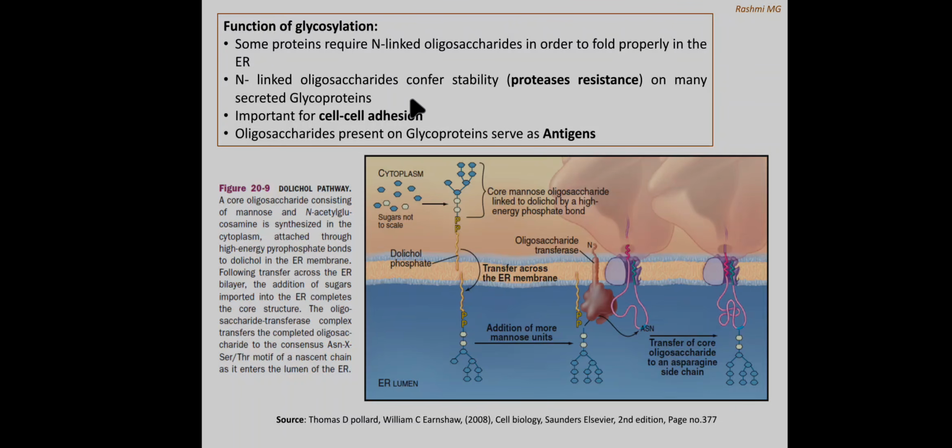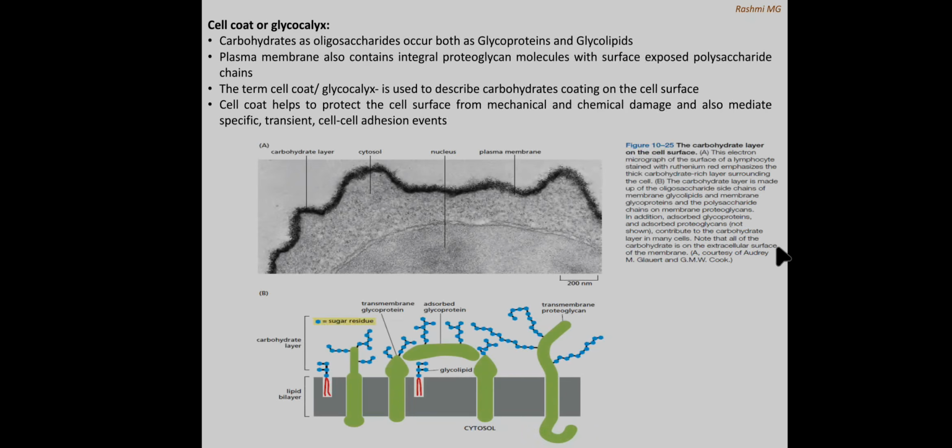Function of glycosylation. Why does this glycosylation happen? Some proteins require this N-linked oligosaccharide in order to fold properly in the ER. N-linked oligosaccharide confers protease resistance, and the oligosaccharide present on a glycoprotein also serves as an antigen. It is important for cell-cell adhesion. Here also you can see the same process happening. Okay. Next, the cell coat or glycocalyx. I have explained this in detail.